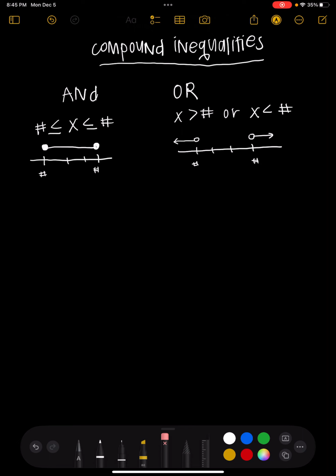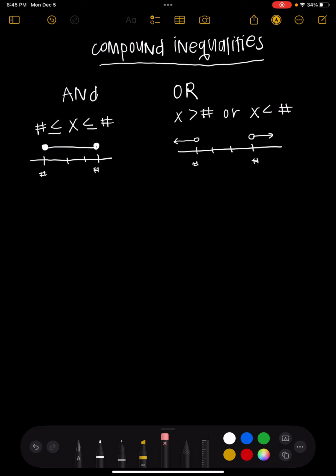Hi everyone, so now we're going to be talking about compound inequalities, and compound inequalities are essentially just two inequalities meshed together. And there's two different kinds of compound inequalities. The first kind I like to call "and" inequalities, and the second is "or" inequalities.